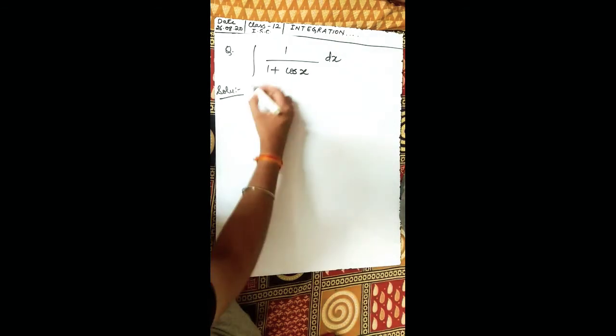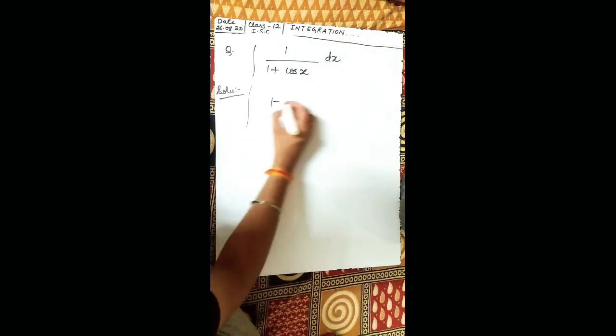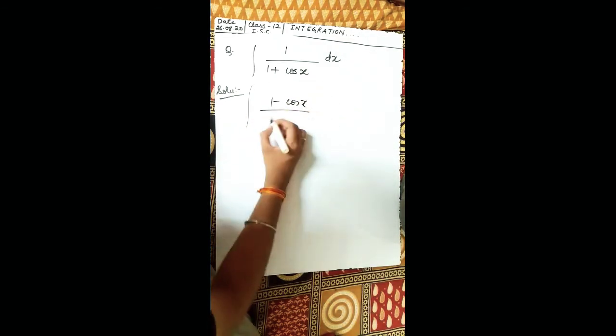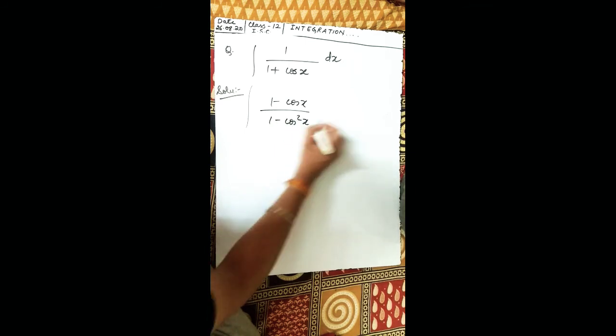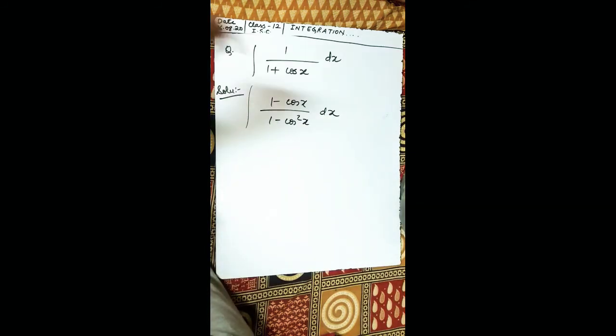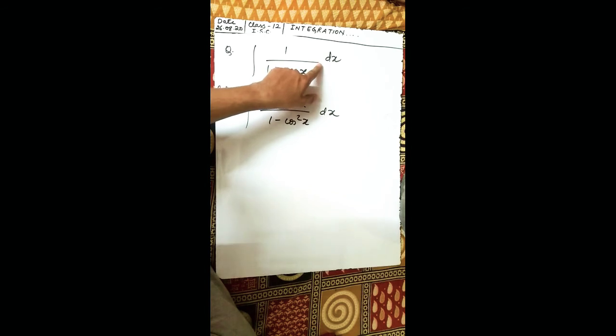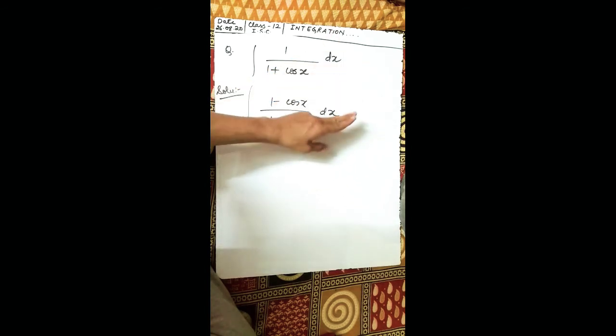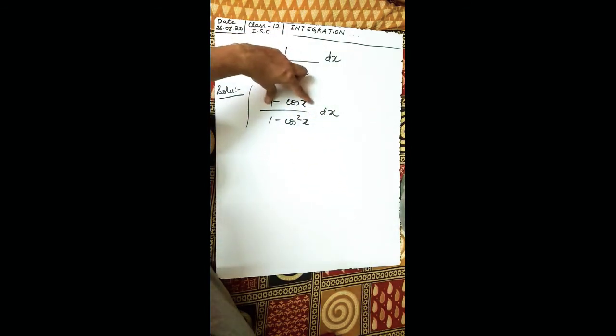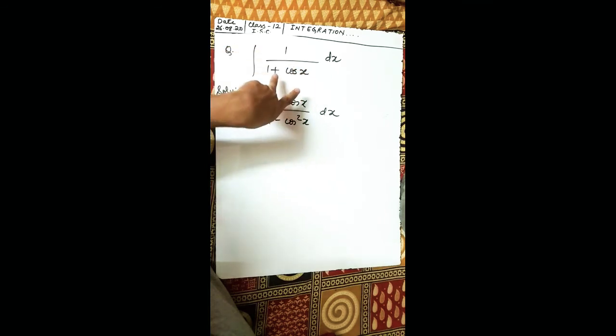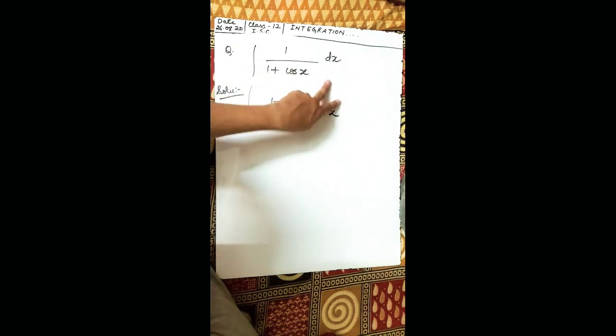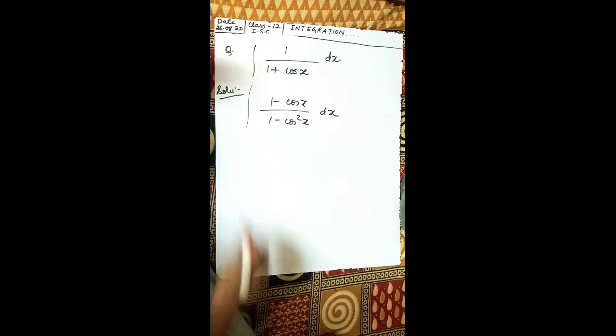Okay, how to do this question? Integration of 1 upon 1 plus cos x dx. So in this question you need to rationalize the denominator. On rationalizing the denominator, we multiply with 1 minus cos x upon 1 minus cos x. So it will be 1 minus cos x in the numerator, and in the denominator, using the identity (a plus b)(a minus b) equals a square minus b square.